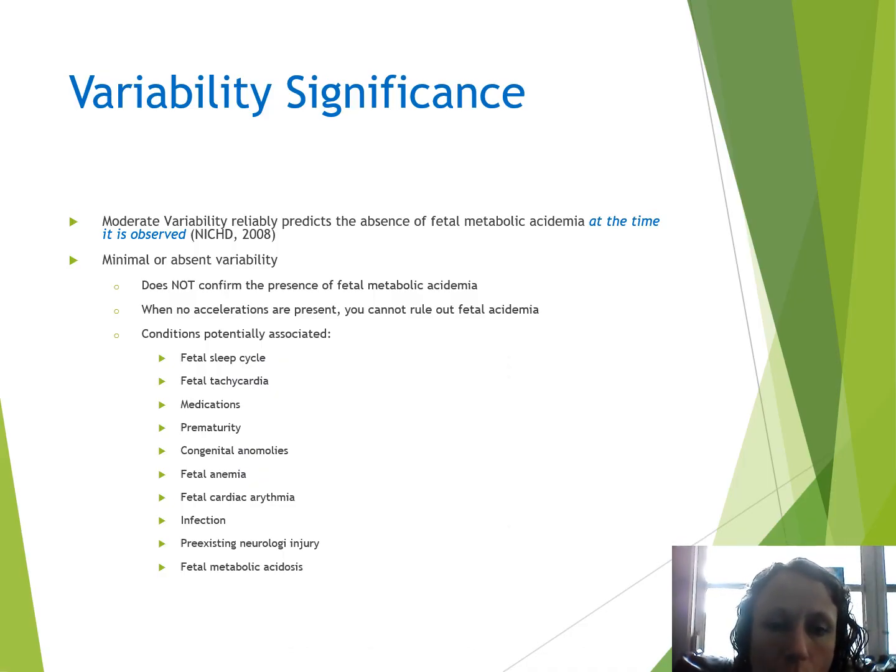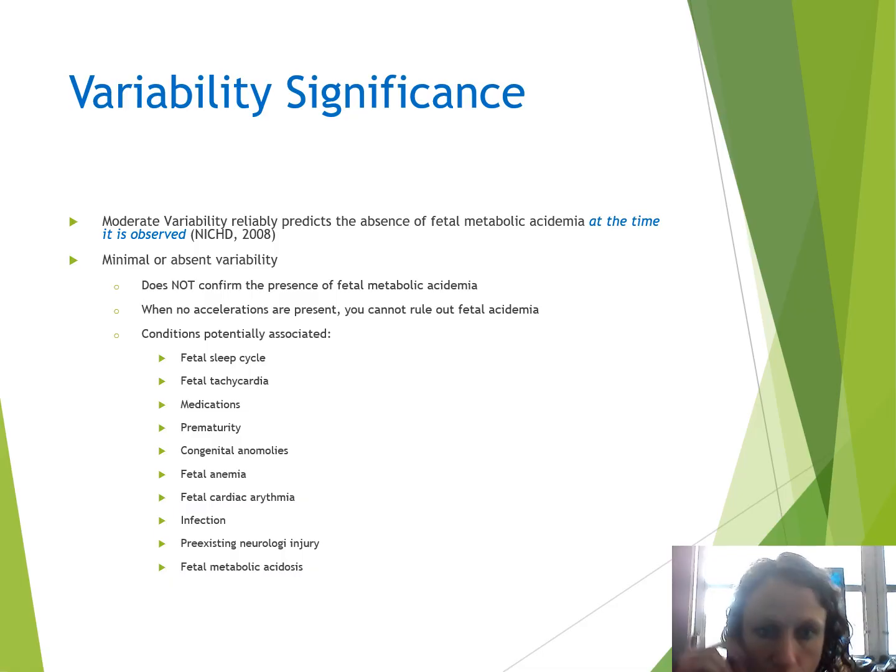So the reason why variability is really important, just know that, really important. Moderate variability is a reliable predictor of the absence of fetal metabolic acidemia at the time that it's observed. One thing about fetal monitoring is that it does not give us a whole lot of information. You would think that it was correlated with these amazing fetal outcomes, neonatal outcomes, but it's not. But moderate variability is a good predictor. At the very least, it predicts that we do not have fetal acidemia.